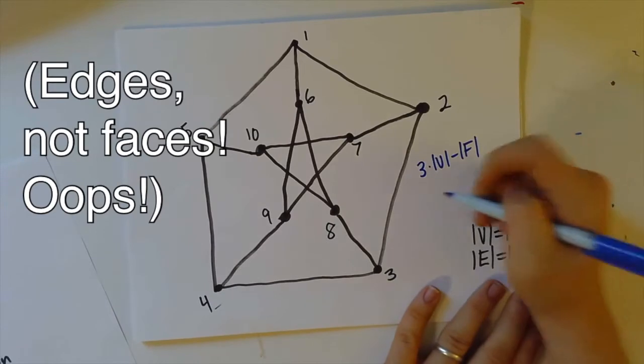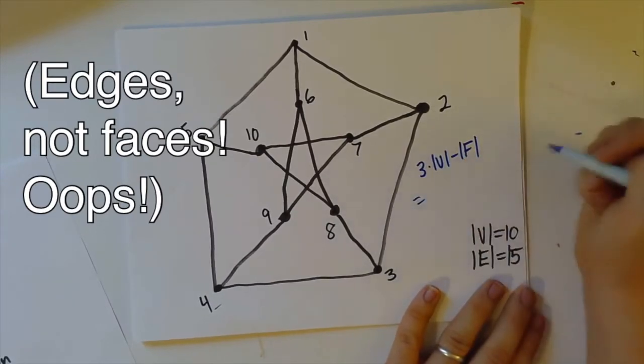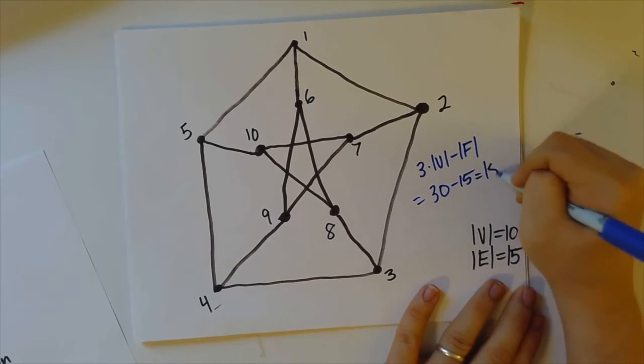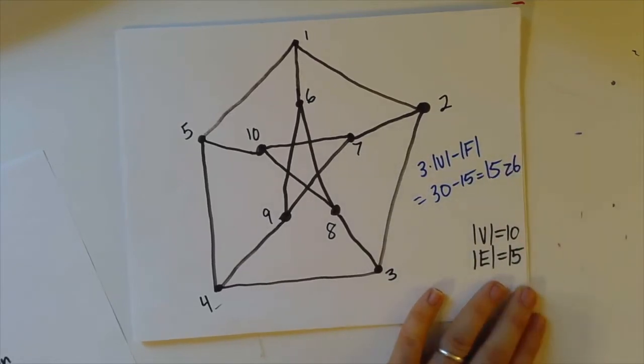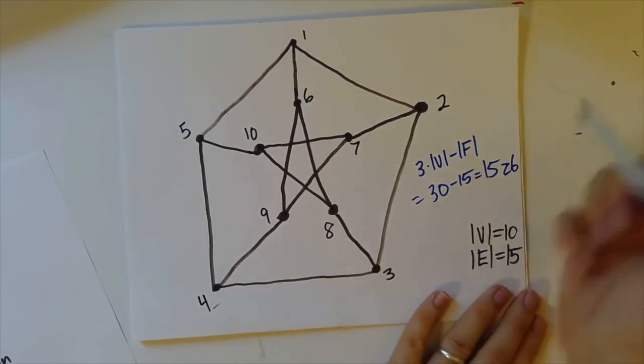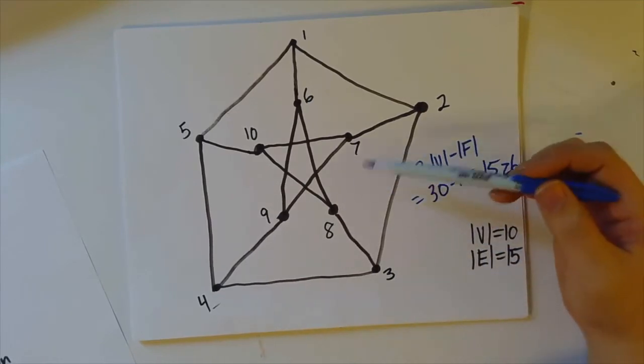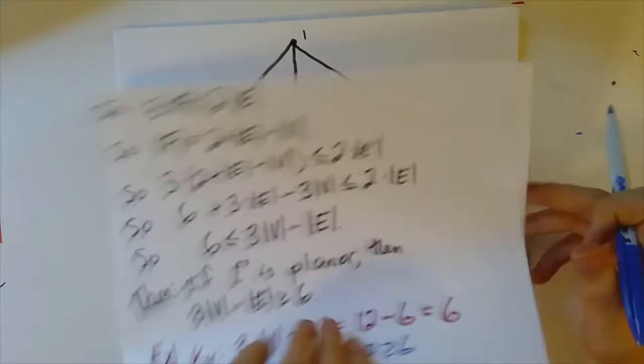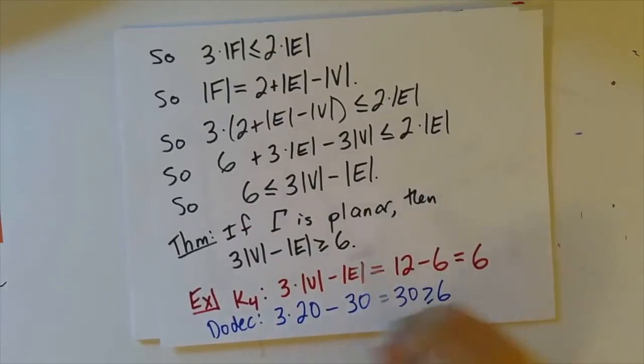And this number will work out to be 30 minus 15. So that's actually 15. That's greater than or equal to 6. And so that might make you think, oh, maybe this graph is planar. Maybe I have made a mistake. Okay. But notice this is an if-then statement.